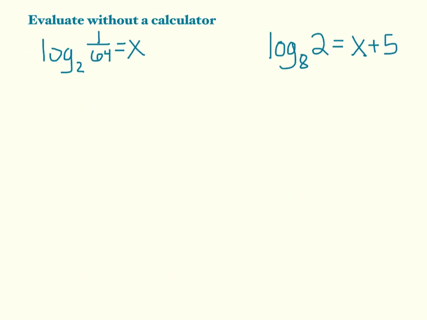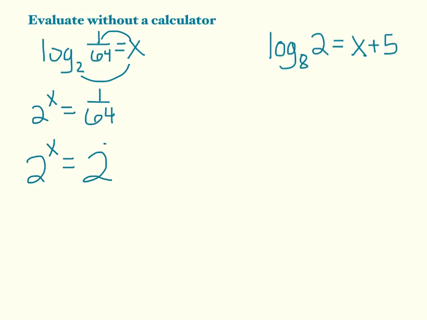Okay, here's a couple more examples. Log base 2 of 1 over 64 equals x, so we have to rewrite it as an exponential. We would say 2 to the x power equals 1 over 64. And since we don't have a calculator, if you did, you could just plug that in, but you have to think, well, what power of 2 is 1 over 64? So it's 2 to the x equals 2 to the, and then you know since it's a reciprocal, it's going to be negative, and 64 is 2 to the 6th. So that means that x has to equal negative 6.